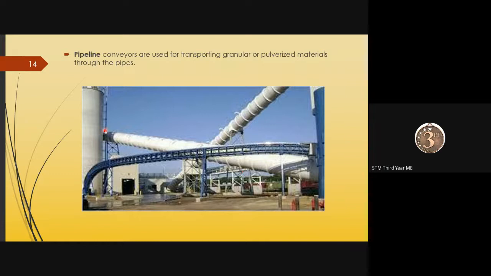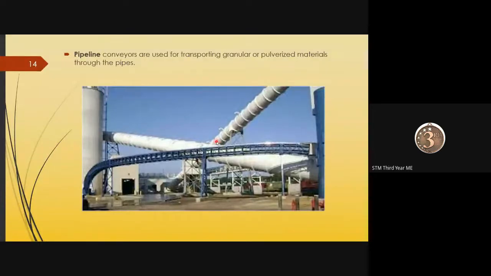Even gaseous products can be transported like this, but since we are dealing with materials, that always refers to a semi-solid or a solid state product. So these are called materials, and such materials can be transported through this. A semi-solid product may be in the shape of cement or like a sludge. It can also be transported by this method.